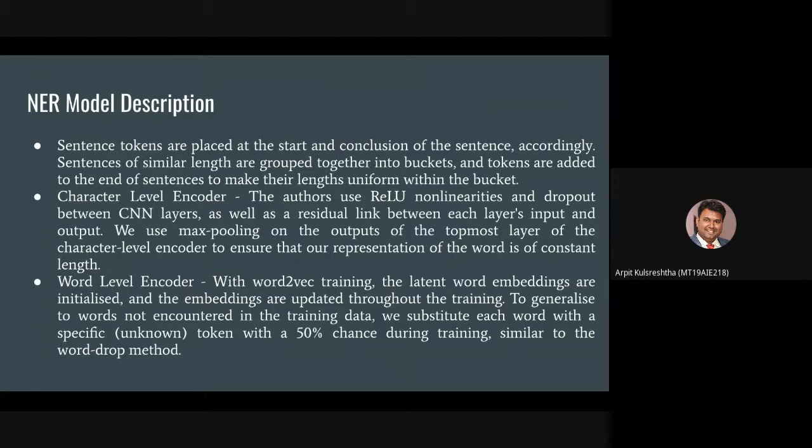This helps to drop out some of the CNN layers, which improves the whole model. In between the layers, we max pool and take the best performing character level encoder, to ensure the representation of words is consistent over the whole length. In a similar way we do the word level encoder. The word level encoder uses the approach since 2012, word to vector training, which embeds and initializes every token throughout the sentences and generalizes the words during training.